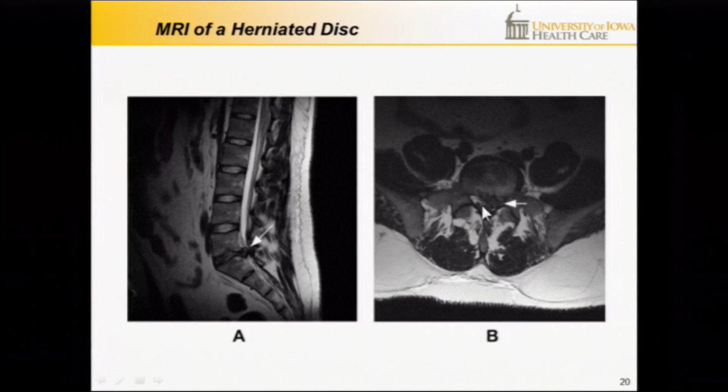In cross section, we see the same thing. Here's a fairly large piece of disc pushing into and deflecting the spinal sac, which is kind of pushed to the side right here in the spinal canal. I would expect, at least based on this MRI scan, for this patient to have rather significant pain in their left leg.